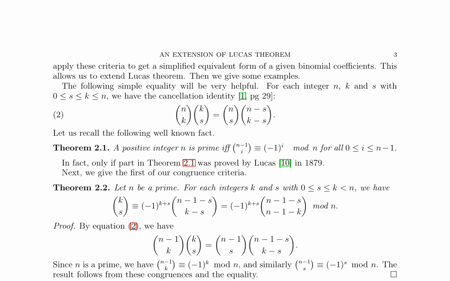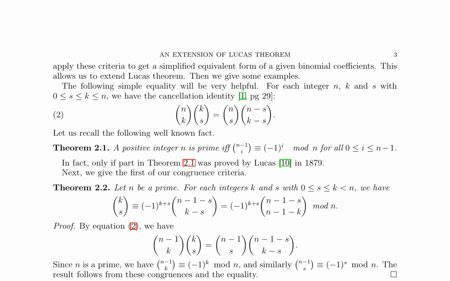This identity is then utilized to prove Theorem 2.2, which provides a congruence criterion for binomial coefficients modulo a prime number n. Specifically, for any integers k and s with 0 ≤ s ≤ k < n, we have $\binom{k}{s} \equiv (-1)^{k+s}\binom{n-1-s}{k-s} = (-1)^{k+s}\binom{n-1-s}{n-1-k} \pmod n$.